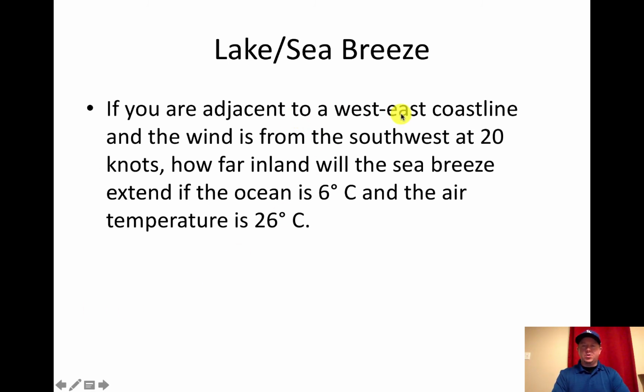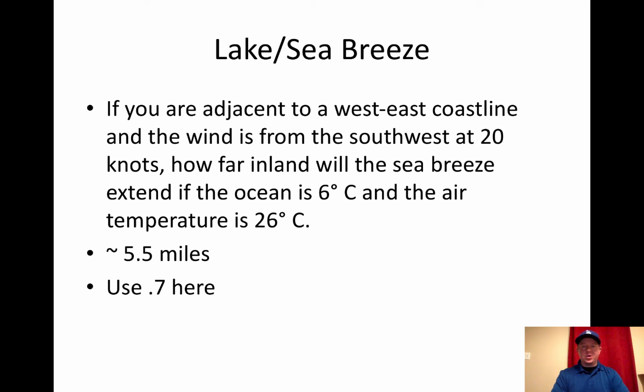If you're adjacent to a west to east coastline, the wind is from the southwest at 20, so it's not perpendicular, southwest 0.7. So are we using 20 knots? No, we're going to be using 0.7 of that, which is 14 knots. How far inland will the sea breeze extend? Same difference here. We had a 20-degree difference, but now we're using 14 knots, all right? So the answer here is 5.5, and we're using 0.7.